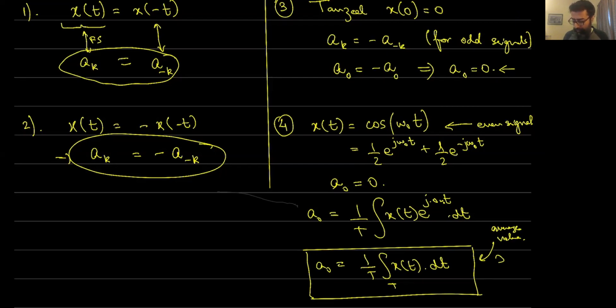And this is called the DC value. So that's the value of the coefficient at k equals 0, right? At k equals 0, yes, true.